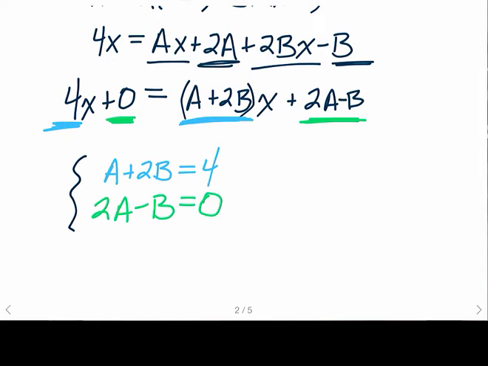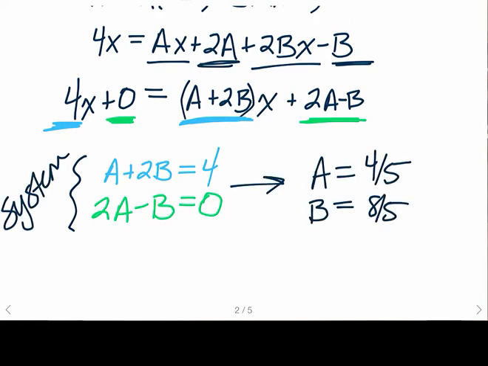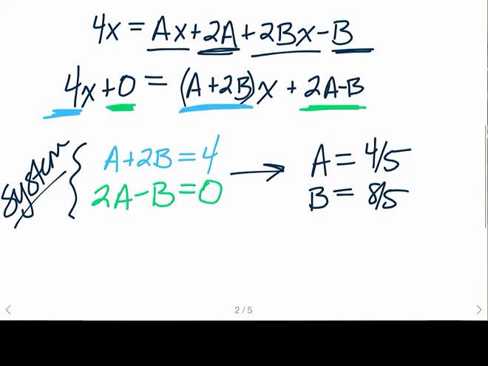Now let's go ahead and solve this system. As a matter of fact, what I want you to do is pause the video and solve the system for a and b. And what you should have gotten as a solution to this system is a is equal to 4/5 and b is equal to 8/5. Because of what we had originally written, a was a numerator of a fraction, b was a numerator of a fraction, we can now write the partial fraction decomposition.